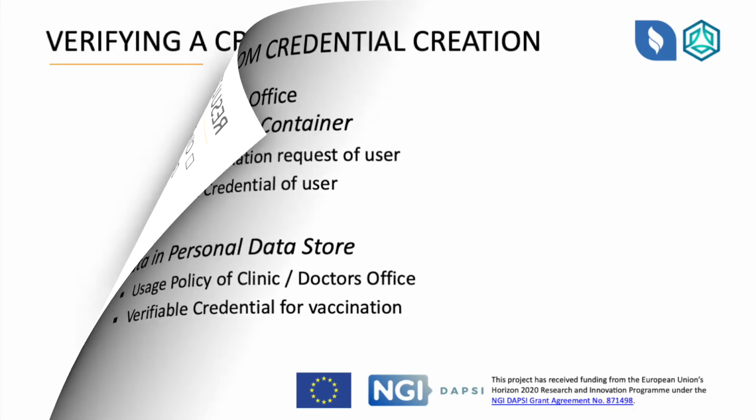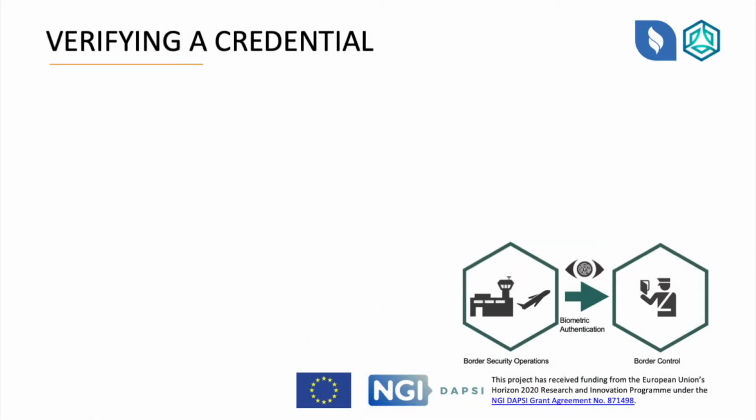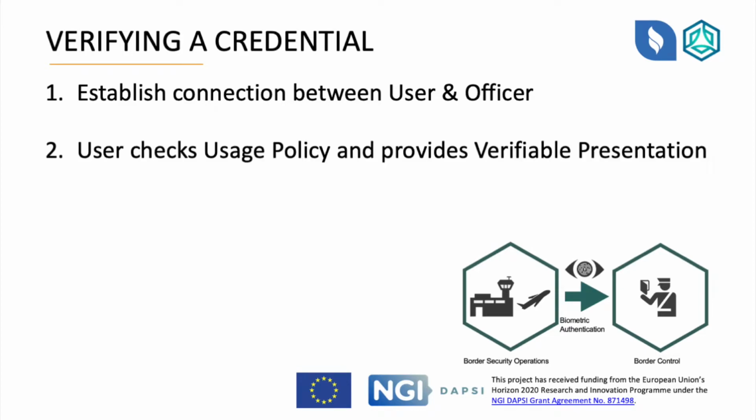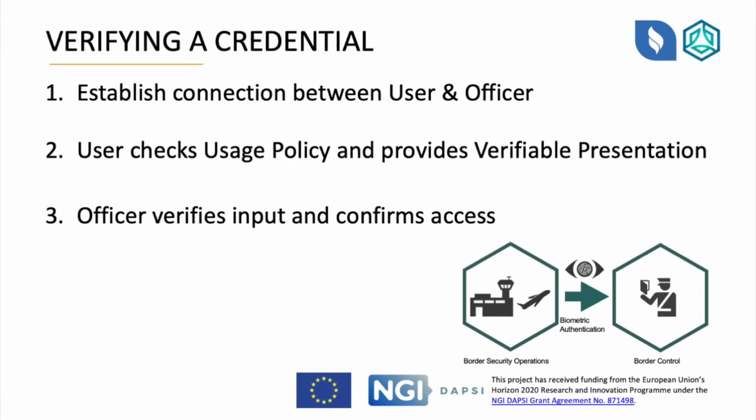store. In the second data flow, we demonstrate a customs officer receiving a vaccination credential for the purpose of granting the user entry clearance into a country at the port of entry. This requires the user to establish a connection with the customs officer. The user then reviews the usage policy for border control requirements and provides a verifiable presentation to the officer, who can then verify the information and decide whether or not the user can pass through immigration.